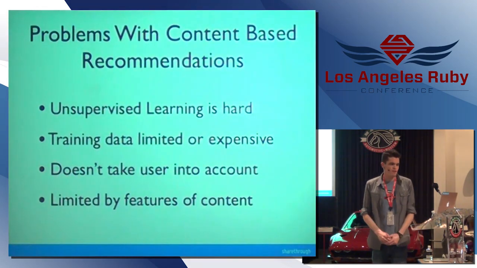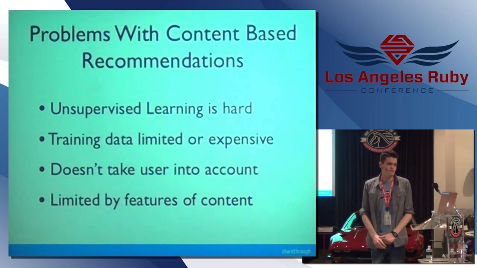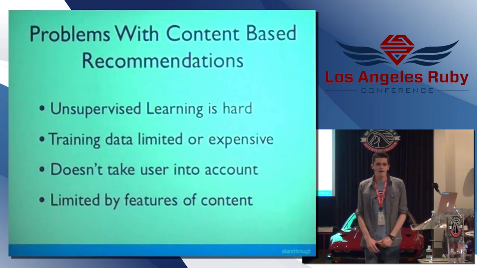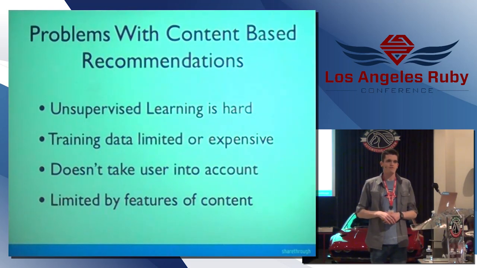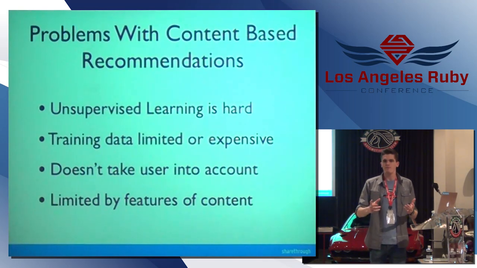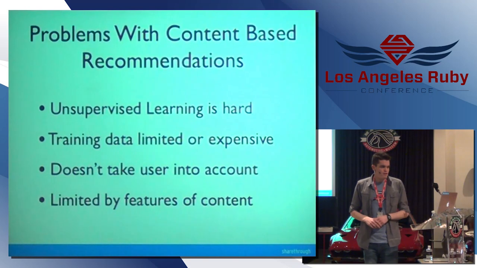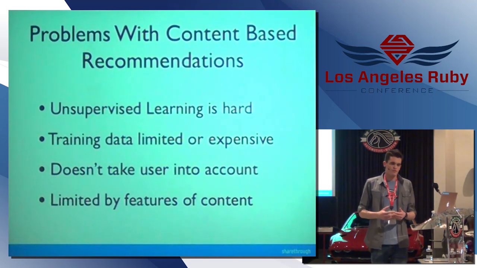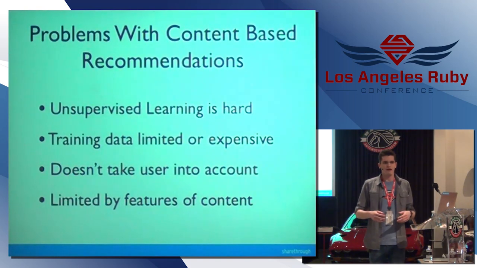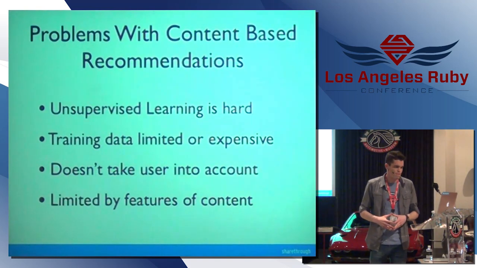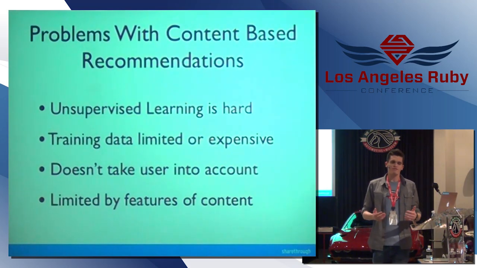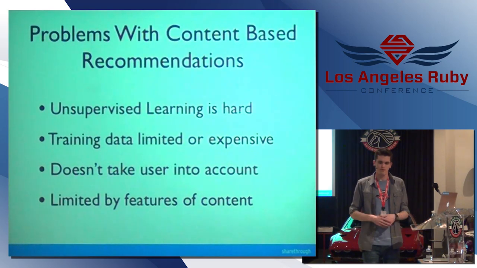There are a couple of problems with content-based recommendations that you need to be aware of. The first one is that unsupervised learning is a pretty hard problem in machine learning. If you don't have pre-categorized data, like if you can't say that video A falls into the category of, let's say, good for children, it can be very hard to infer that. The other thing is that training data tends to be pretty limited. It can be very hard to have a nice training data set that's already pre-classified that you can train these algorithms on. And it tends to be pretty expensive if you want to go out and get it. To get videos pre-classified, you'd have to spend tons of money on humans going through and categorizing all these videos for you.